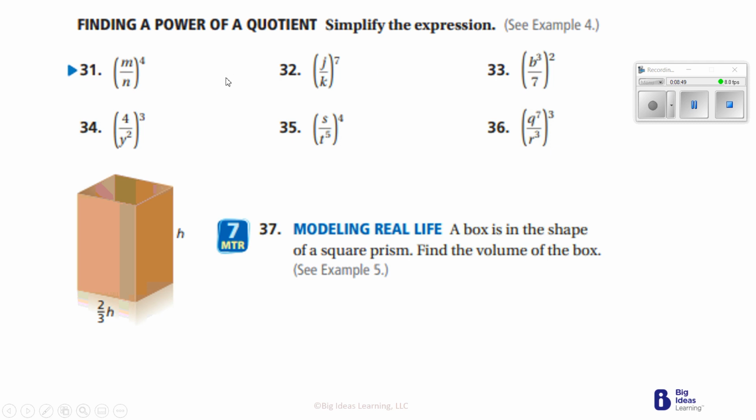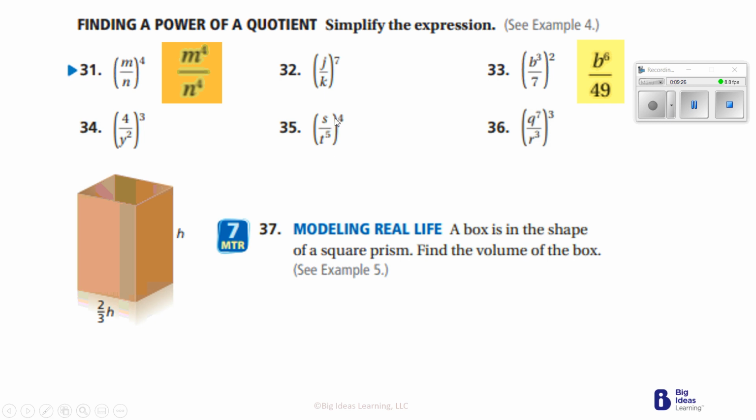This says simplify the expression. I'm going with 31 since it's an odd one. We see this is going to be m to the 4th power, but also n to the 4th power. So this should be m to the 4th power over n to the 4th power. That exponent gets multiplied to everything in the parentheses. Number 33, b, since we have a power to a power, b will be to the 6th power, while 7 to the 2nd power. And 7 times 7 is 49. So b to the 6th power over 49. Number 35 is s to the 4th power, t to the 5th power.